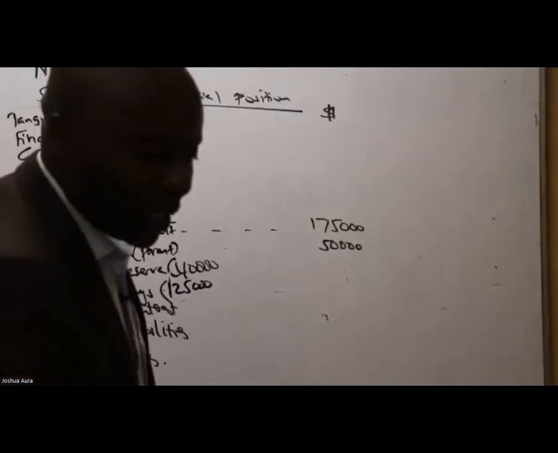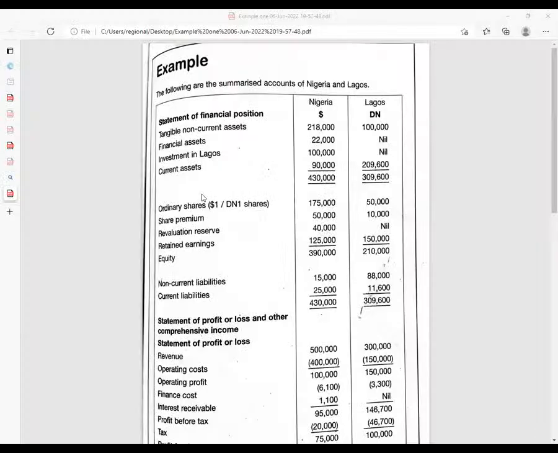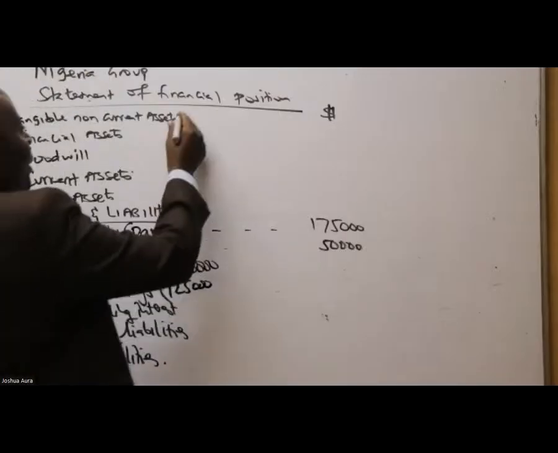So tangible non-current assets, what do we have here? Ladies and gentlemen, I can see Nigeria as 218,000 and Lagos as 100,000. So please combine the two. 218,000 plus 100,000, because consolidation is all about adding.